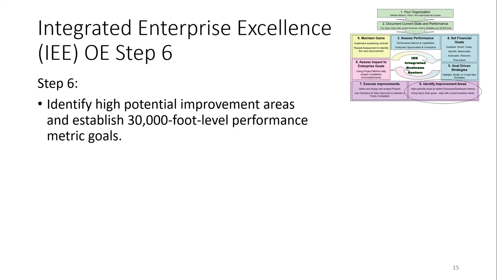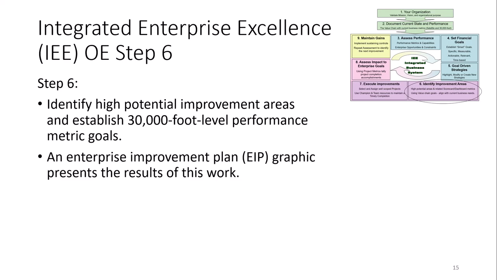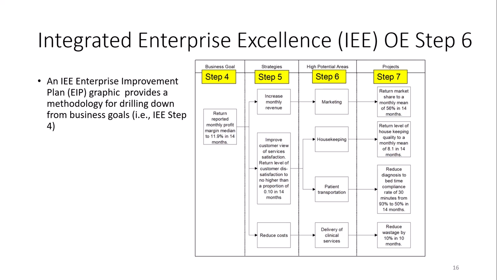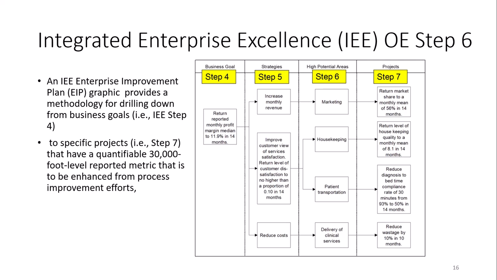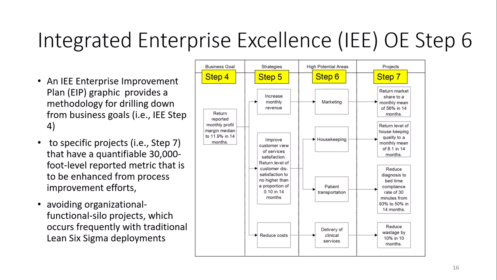Step number 6, that's where we want to identify high potential improvement areas and establish 30,000-foot level performance metric goals. An enterprise improvement plan, or an EIP, graph represents the results of this work. An EIP graphic provides a methodology for drill down from business goals, that is step 4, to specific projects, that is step 5, that have quantified 30,000-foot level reported metrics, that is to be enhanced from process improvement efforts. Note this methodology avoids organizational functional silo projects which occur frequently with traditional Lean Six Sigma deployments.